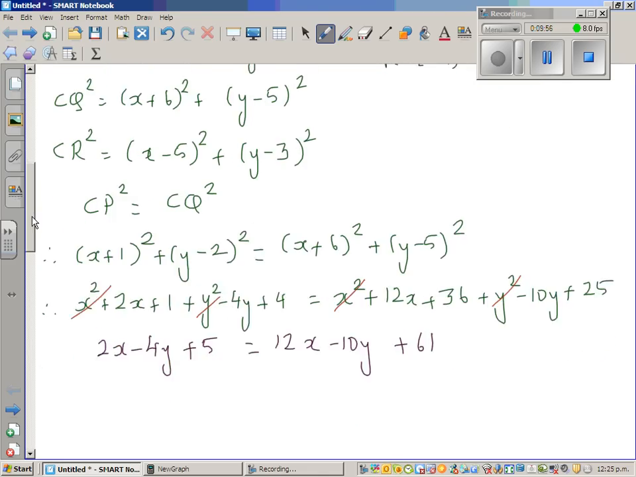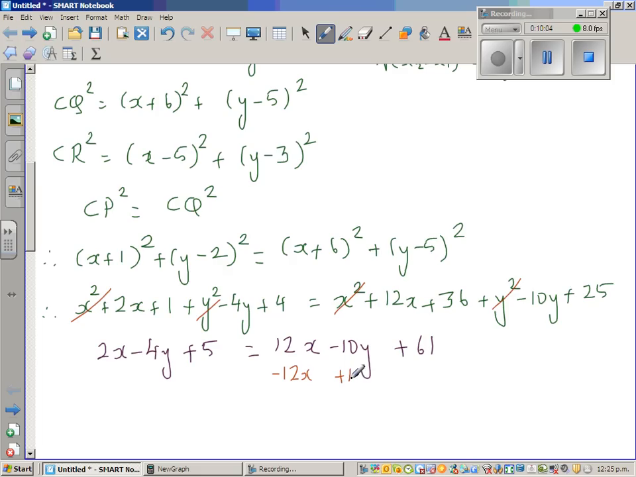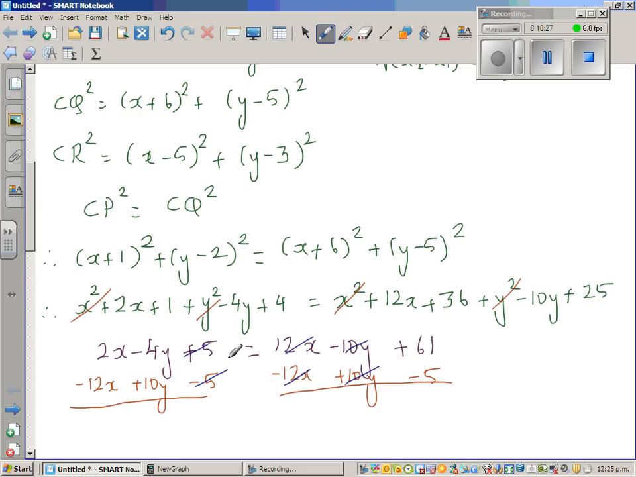So I want to make this a linear equation. So I'm going to take away 12x from this side, add 10y to this side. So I have to do the same thing, minus 12x plus 10y. I try to do without the calculator. I want to get rid of this 5, so take away 5 from this side, so take away 5 from this side. So what gets cancelled? So this and this gets cancelled, this and this gets cancelled. So now you're left with, this is minus 10x plus 6y.